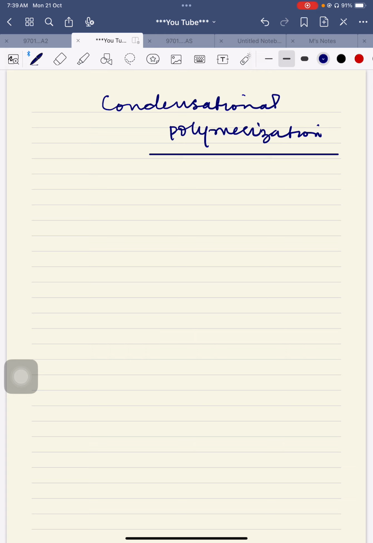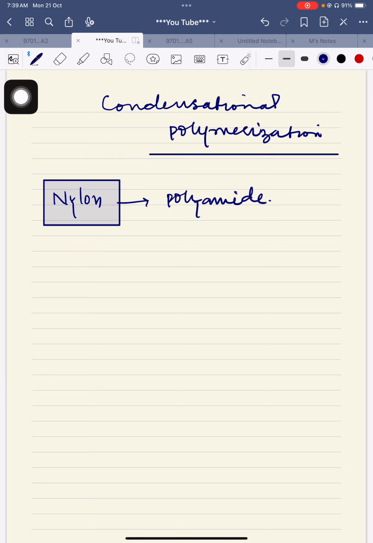Okay, now just look here. For example, one condensation polymer of your syllabus is nylon. What is nylon? Nylon is also called a polyamide. Why is it called a polyamide? We are going to discuss that. Okay, now look here.